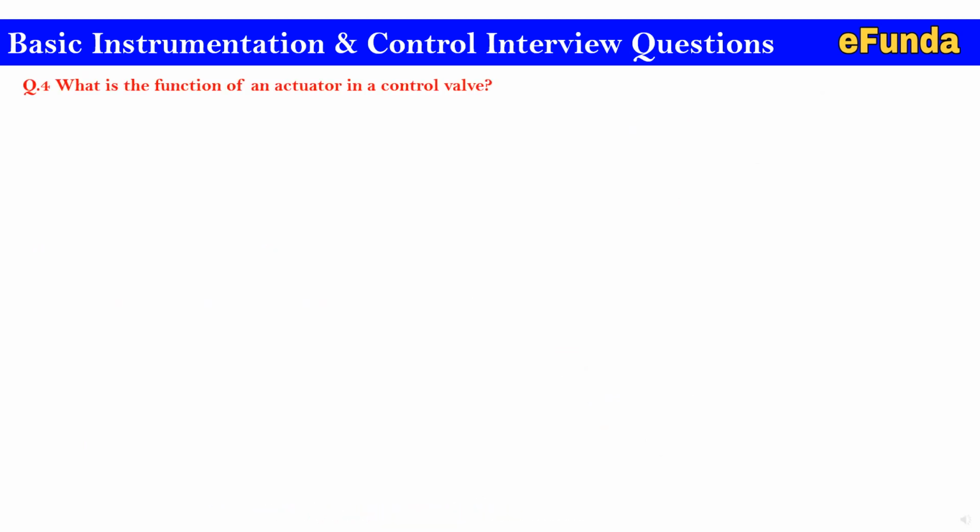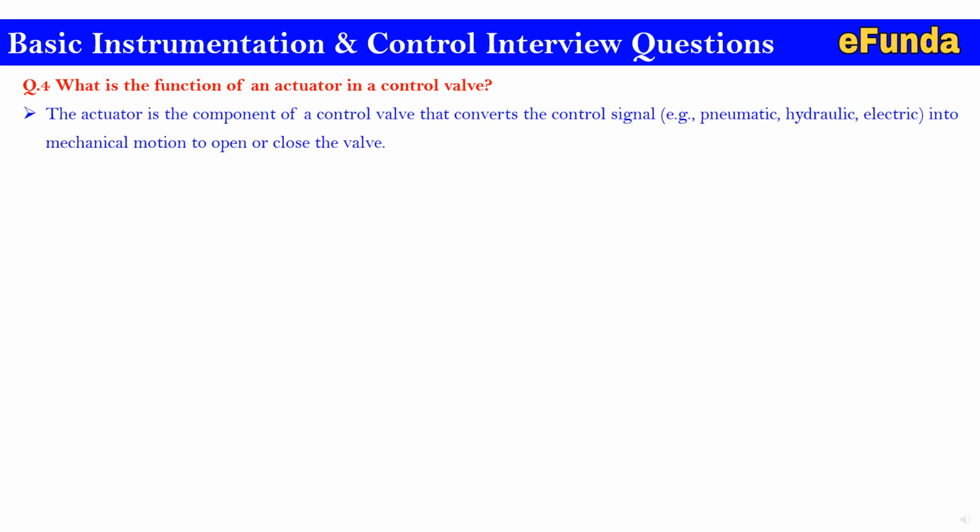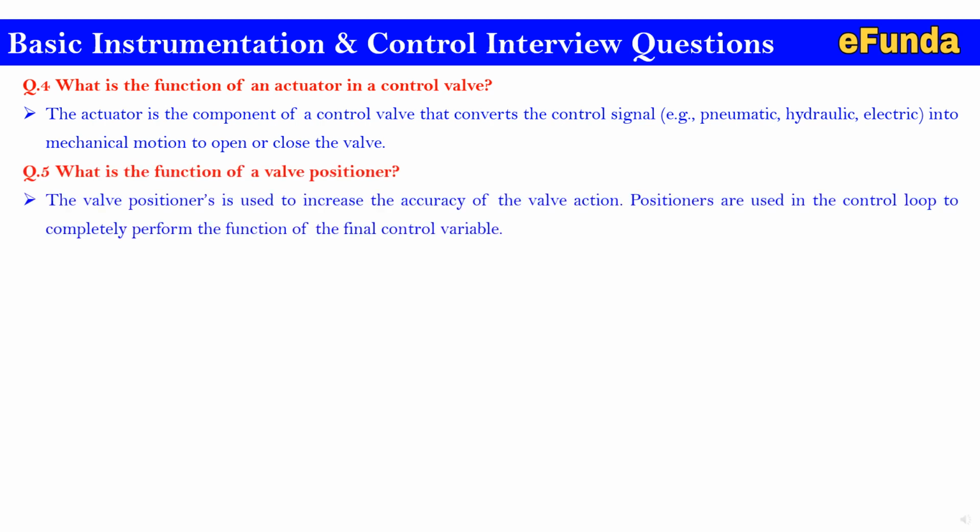Fourth question, what is the function of an actuator in a control valve? The actuator is the component of a control valve that converts the control signal, for example pneumatic, hydraulic and electric, into mechanical motion to open or close the valve. Fifth question, what is the function of a valve positioner? The valve positioner is used to increase the accuracy of the valve action. Positioners are used in a control loop to completely perform the function of the final control element. They position the valve by increasing or decreasing the air load pressure onto the actuator.